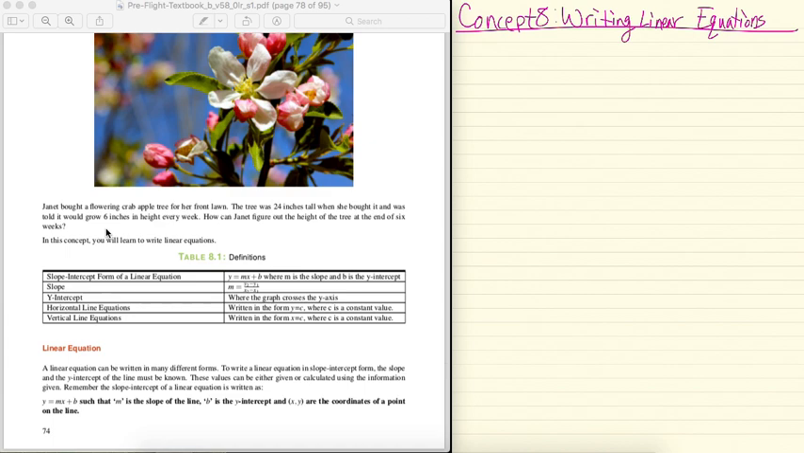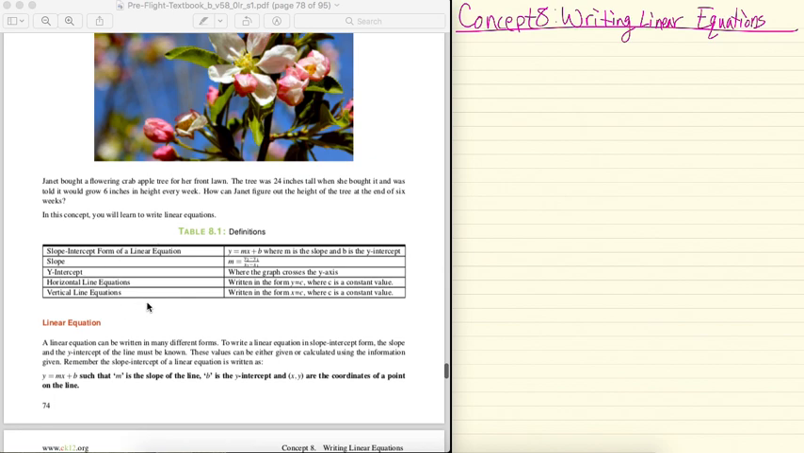We have this setup here. Janet bought a flowering crabapple tree for her front lawn. The tree was 24 inches tall when she bought it, and she was told it would grow 6 inches in height every week. How can Janet figure out the height of the tree at the end of 6 weeks? So we'll eventually be attacking this problem in a little bit, but first let's define some things.